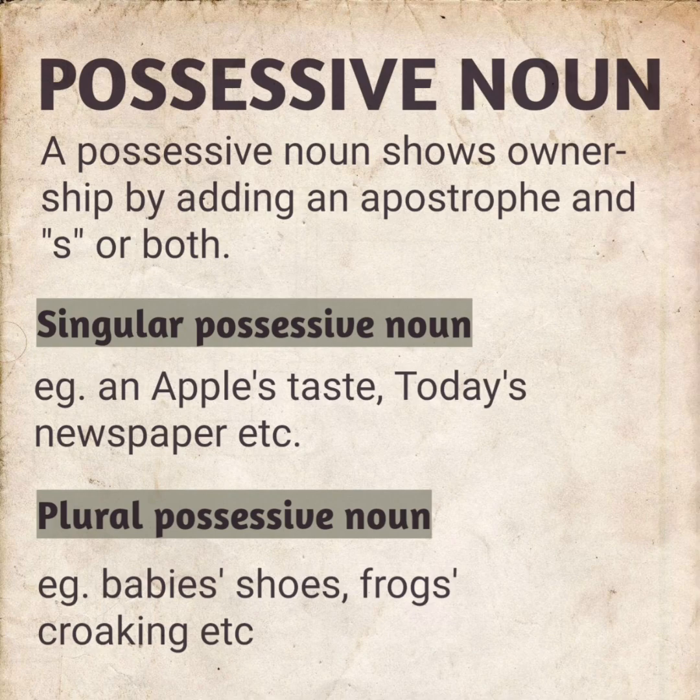When the noun is in its singular form, we put an apostrophe before s, and when the noun is in the plural form, we put the apostrophe after s. Some examples of singular possessive nouns are an apple's taste, today's newspaper, etc. And for the plural possessive noun, it is babies' shoes, frogs' croaking, etc.